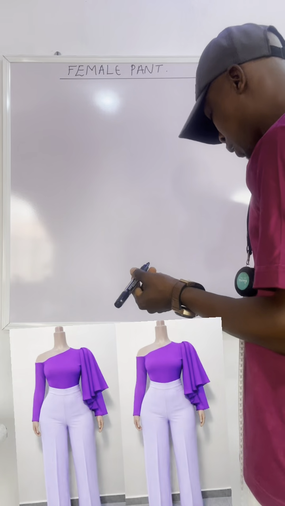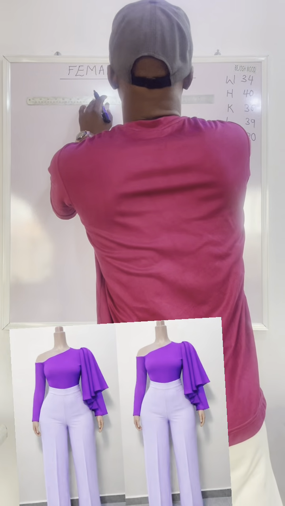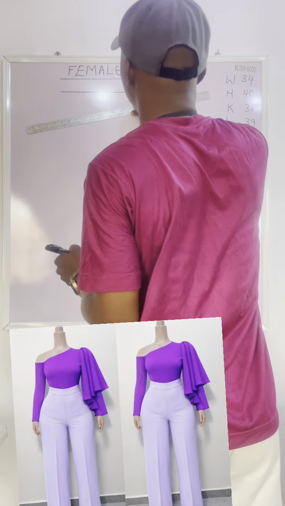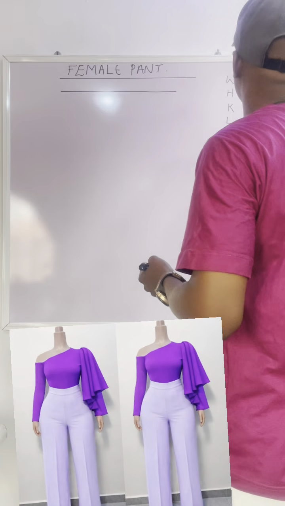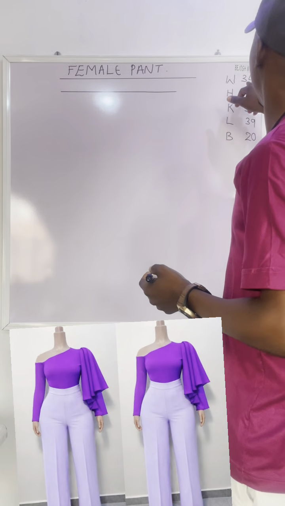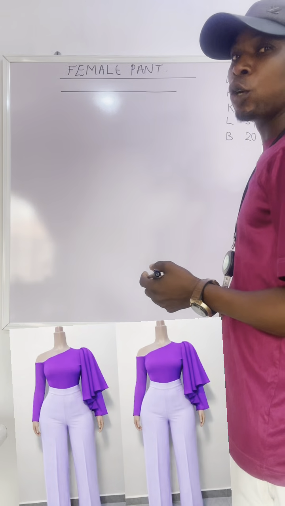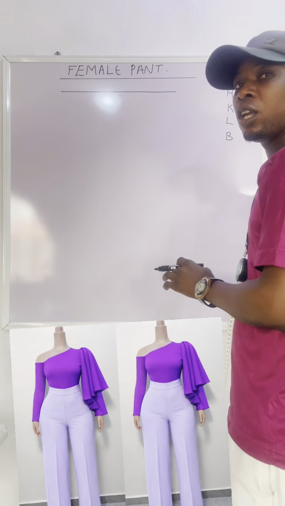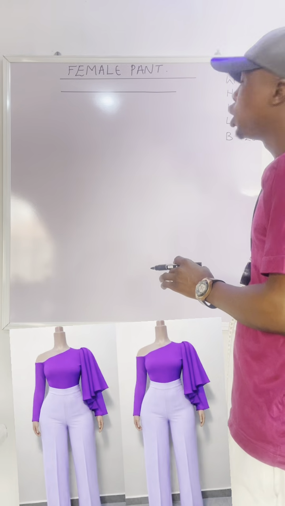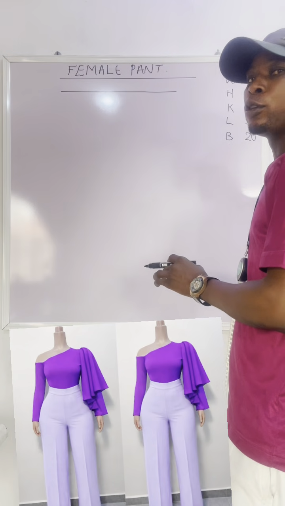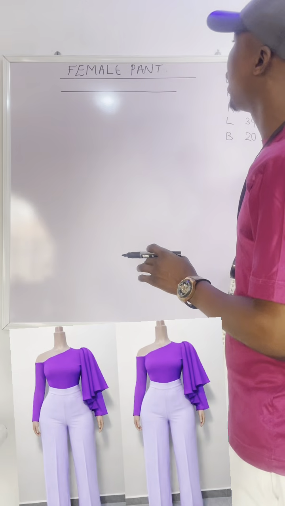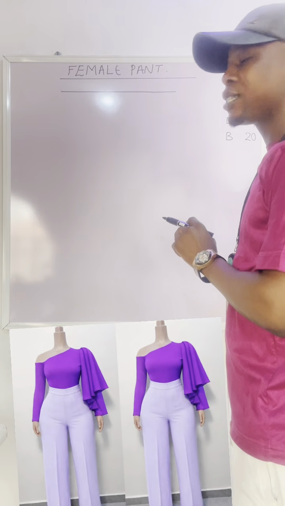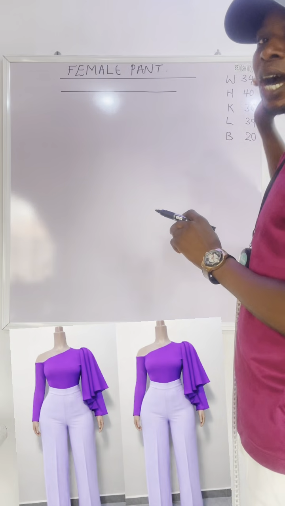Now, the first thing you want to do is measure the measurement line, the waistline. Good. This is where we're starting the measurement. This is how to calculate the waist measurement. The waist measurement, which is 34, you're going to divide by 4, because we want to cut the front pattern now. 34 divided by 4 should give us 8.5. Now, that 8.5 plus 1.5 will give us our waistline. You divide the waist by 4, then you add 1.5.